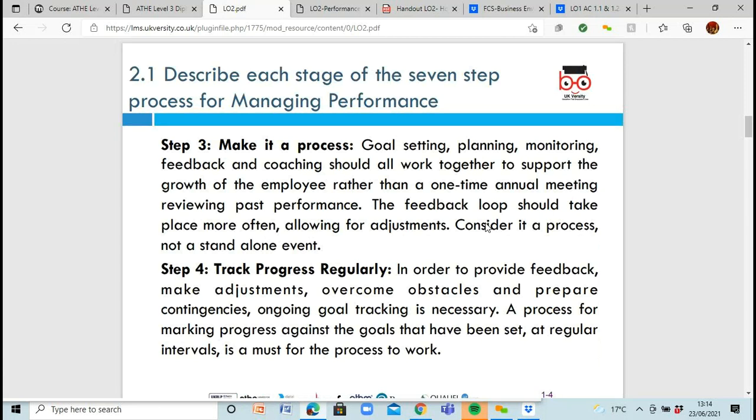So step 3, make it a process. So set goals, plan, monitor, and have feedback and get coaching. All of this type of support will help the employee to get to the goal that they're going for.